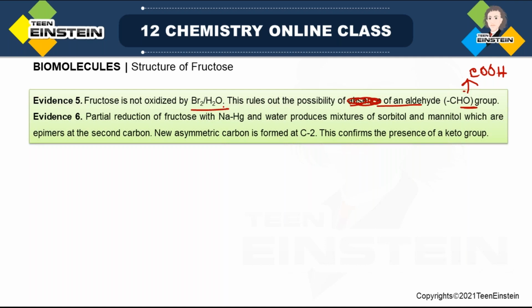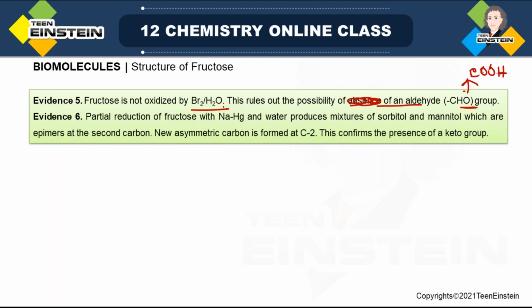But when it is fructose, there is actually no aldehyde. Now you have keto group, C double bond O. So at least one thing is clear, there is no CHO group present. So this rules out the possibility of aldehyde group. Next evidence, if we are using sodium amalgam. Now this reaction we have not done in case of glucose. This is also something new.